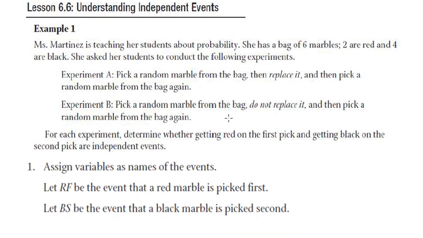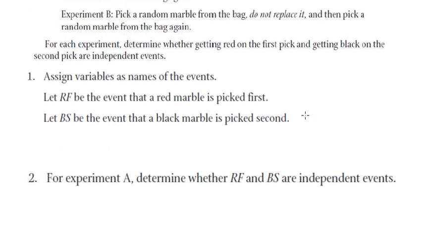So if we're looking here, it says for each experiment, decide whether getting red on the first pick and getting black on the second pick are independent events. So in experiment A, you are picking a marble, then you're putting that marble back in the bag, then you're picking a second marble. In the second one, you're picking a marble from the bag, you are not replacing it, and then you're picking a second marble. So for each experiment, we're talking about red first and then black second.